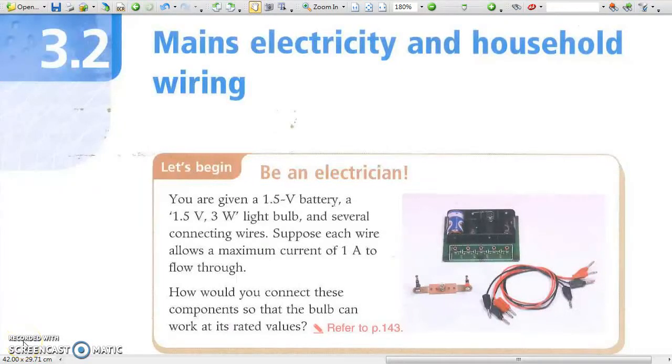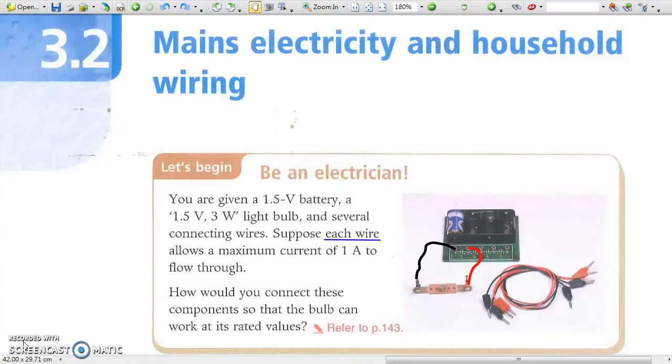Chapter 3.2 Mains Electricity and Household Wiring. Let's begin. Be an electrician. With just one battery and one light bulb, you can easily form a closed circuit.